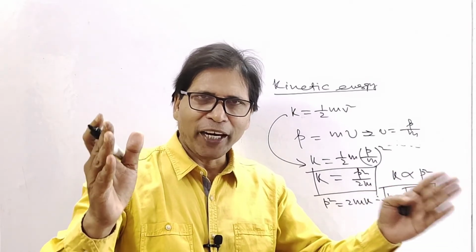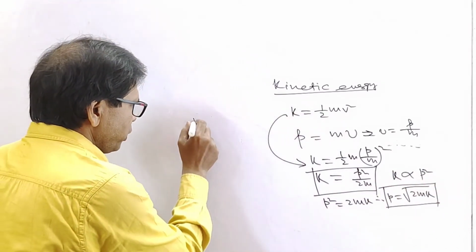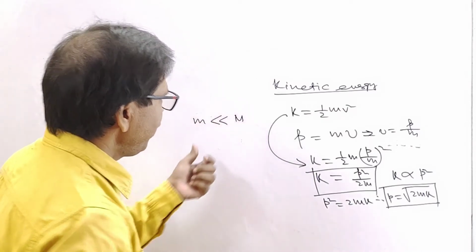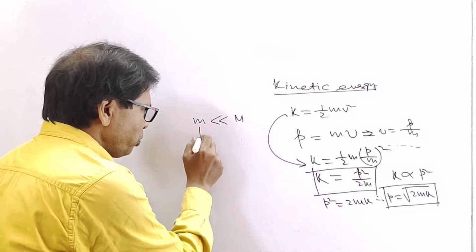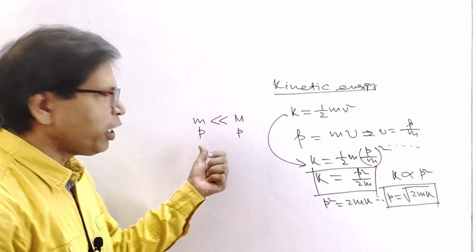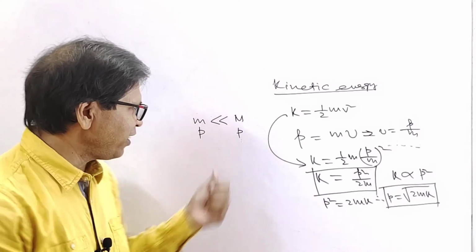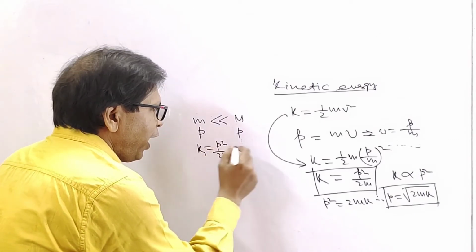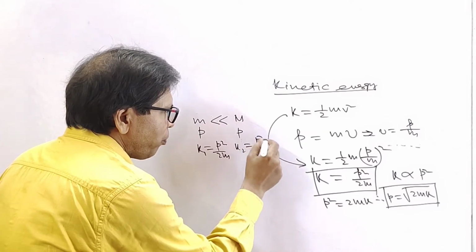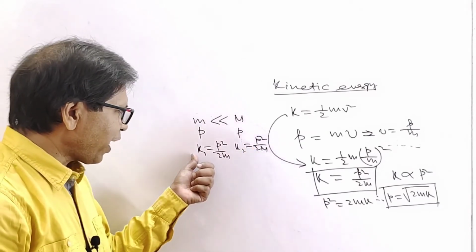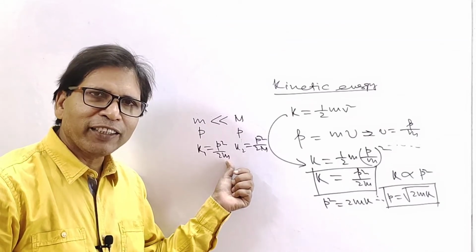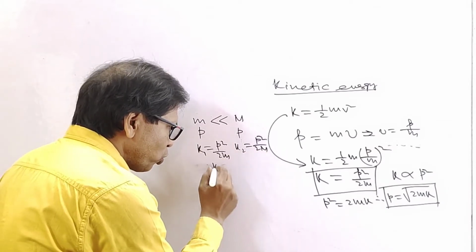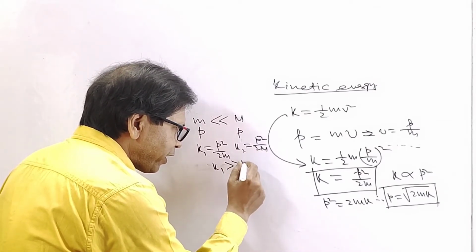Now two questions. Two bodies, one small m and another capital M, small m less than capital M, have the same momentum. Momentum of this body p, momentum of this body p. Which has greater kinetic energy? Here K1 is equal to p square by 2m, and K2 equal to p square by 2 capital M. Here kinetic energy is inversely proportional to mass when momentum is constant. As small m is less than capital M, K1 is greater than K2.